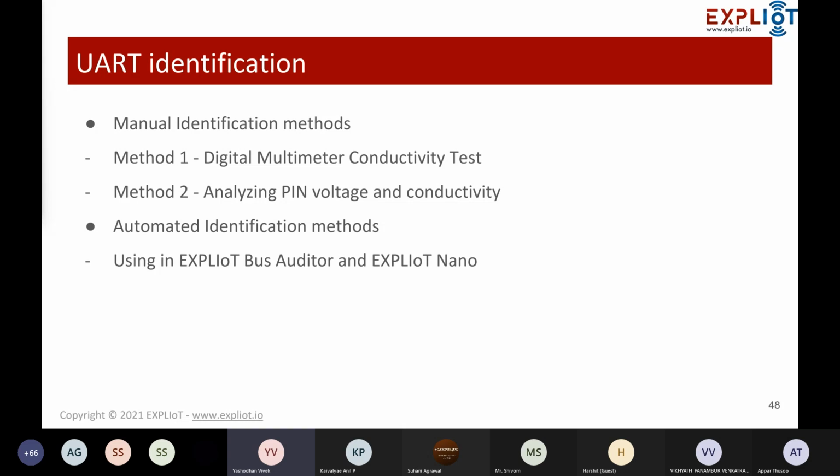The first step is the conductivity test, where we will find the ground and the VCC pin. The second step is analyzing the pin voltage, meaning the VCC will have 3.3 volts or 5 volts, which is standard for my IoT product. What we need to identify is the voltage at the transmit pin, TX, and the voltage at the receive pin, RX. Let us see how we can identify those pins.